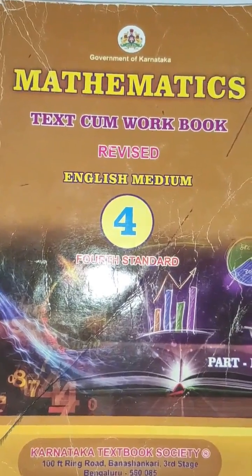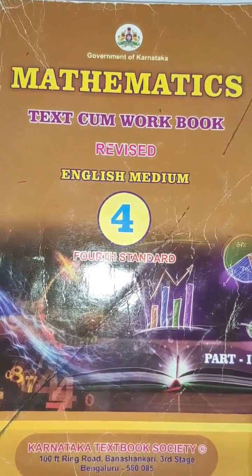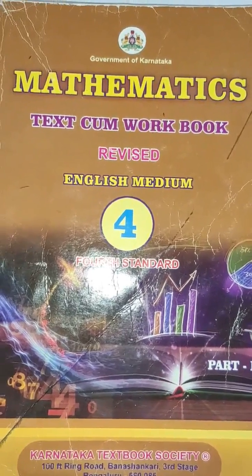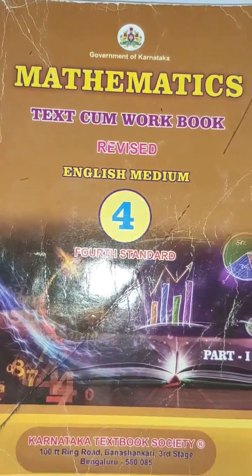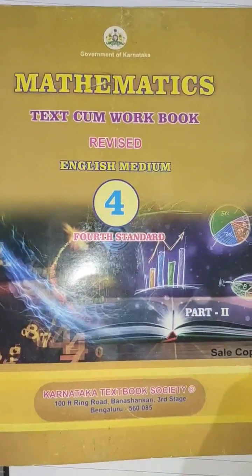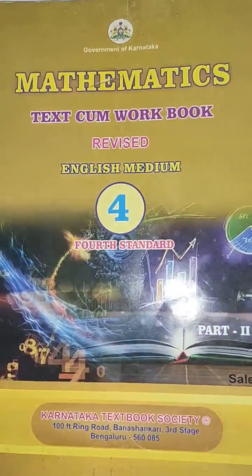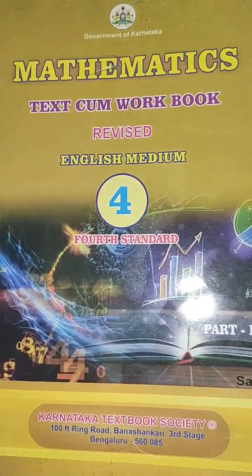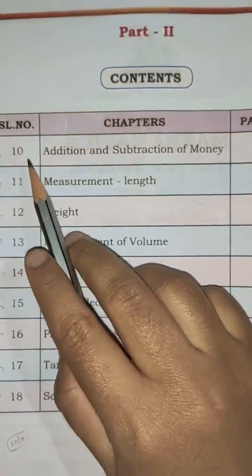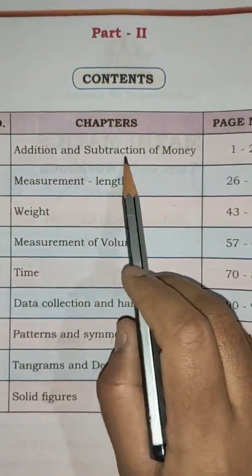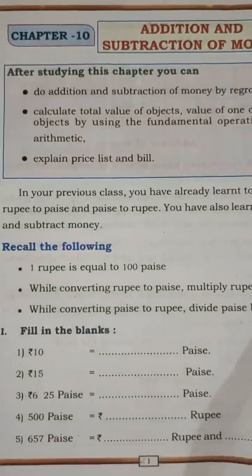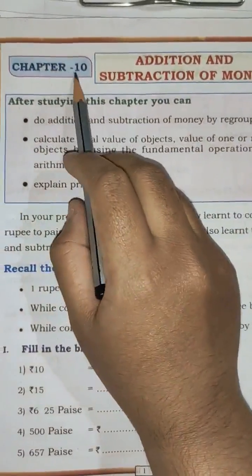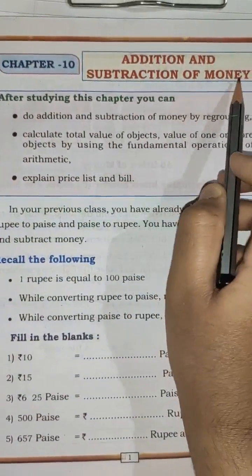Children, we have already successfully completed our Maths Part 1 textbook. So now let's move on with the Part 2 textbook. So take your Maths Part 2 textbook. Here it is. So children, we'll start a new lesson, that is lesson number 10, addition and subtraction of money. So open page number 1. So page number 1, chapter number 10, addition and subtraction of money.